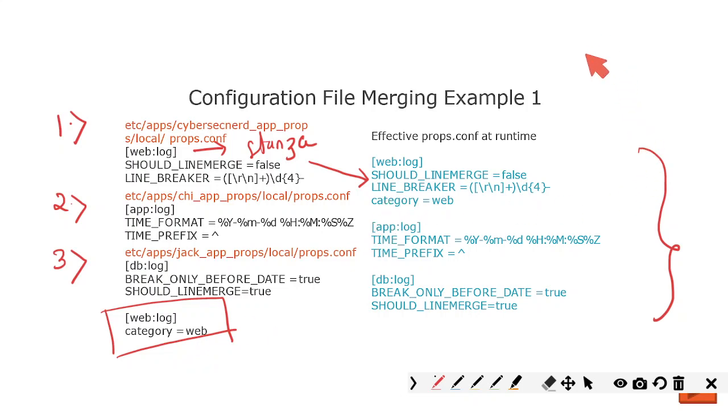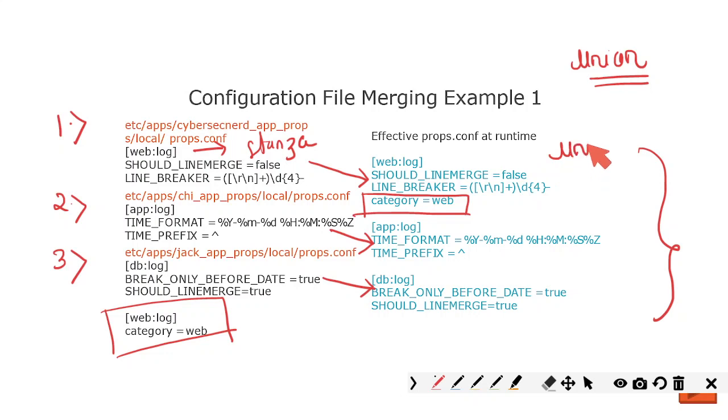So at last we will say it's the union, right? It's the union of all the configurations. Just understand, the props.conf file which Splunk will see at runtime is the union of all the configuration if there is no conflict. I'm trying to say it once again. The first two lines are coming from here, and the third line is coming from the web category. So this is an example of how, at runtime, it's the union of all the files unless there is a conflict.